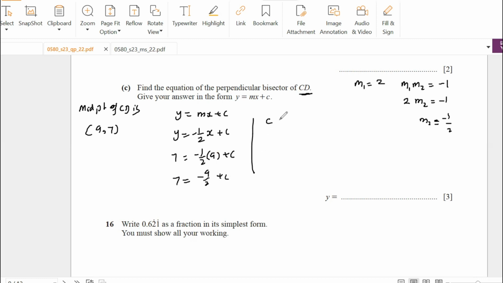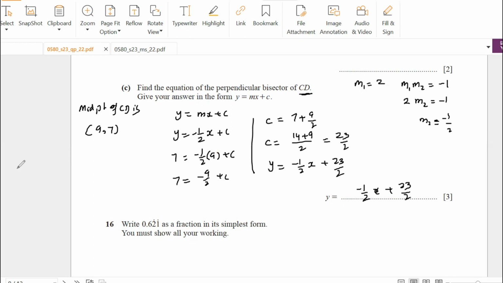And next step, you can say that c is equal to 7 plus 9/2. That means our LCM is 2. 7 times 2 is 14, plus 9 gives me 23 over 2. So our required line is y = -1/2 x + 23/2. You can write it here as well: -1/2 x + 23/2. I hope it is clear.